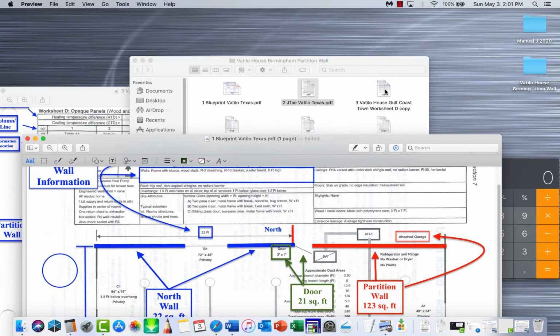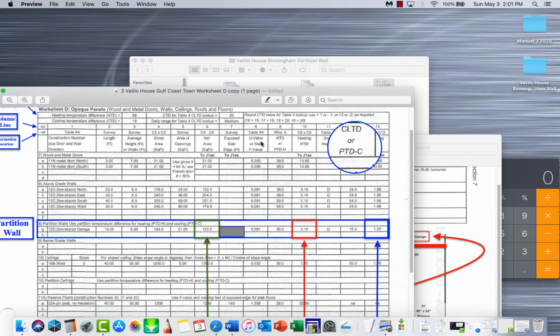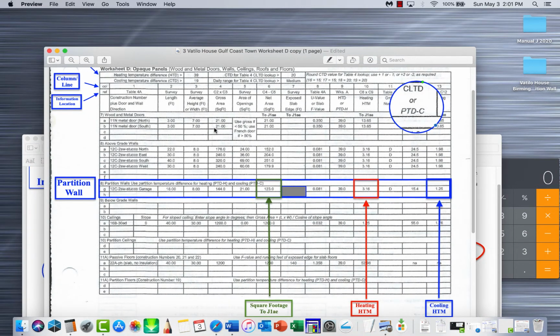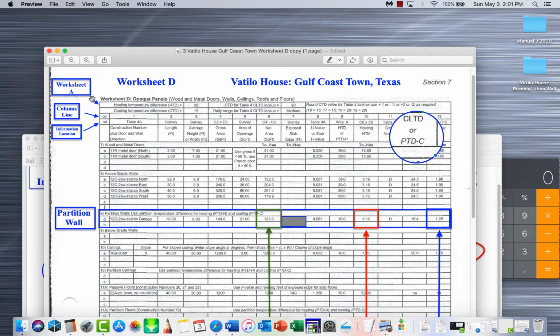And let's look at their Worksheet D. And this is their Worksheet D from the original one. And of course, here you go. This information up here, you get it from Worksheet A. These are your column numbers going across through here. These are your reference numbers. In other words, where do I find that information? Survey, table 4A, multiply column 2 times column 3, so on and so on.